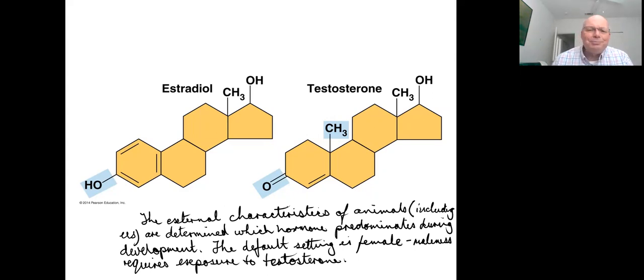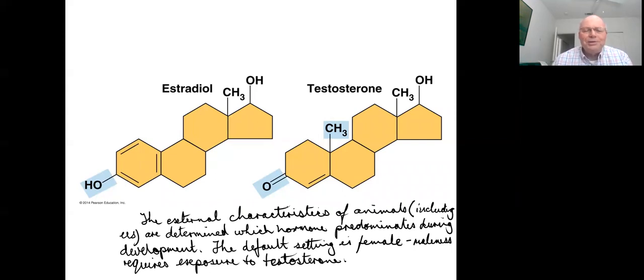And the reason why this is important is because the tissue that becomes the ovaries or the testicles is the same tissue. It depends on what hormone it gets exposed to. The tissue that becomes the penis or the clitoris is the same tissue. It depends on what hormone it's exposed to. The tissue that becomes the vagina versus the scrotum is the same tissue. It depends again on what hormone it's exposed to. In the absence of testosterone, the tissues develop female characteristics.